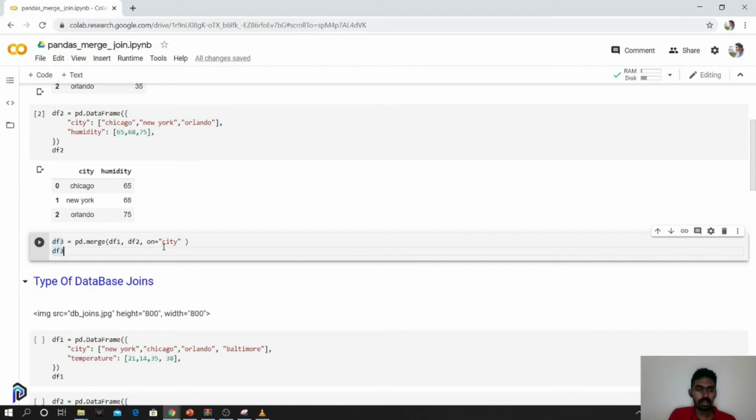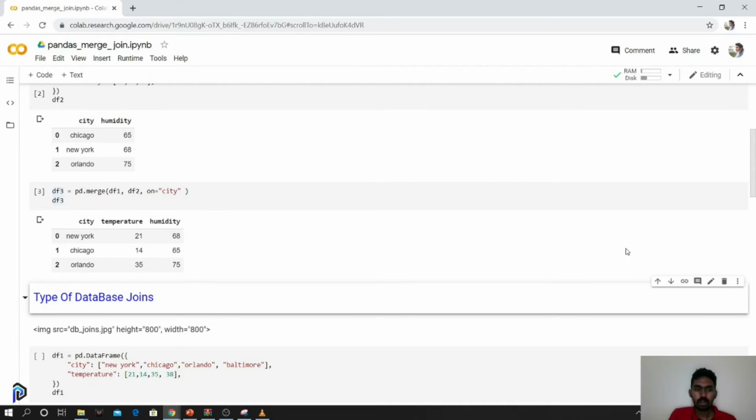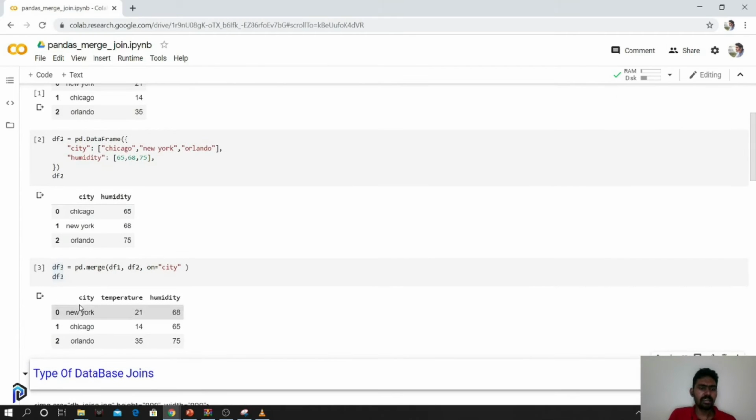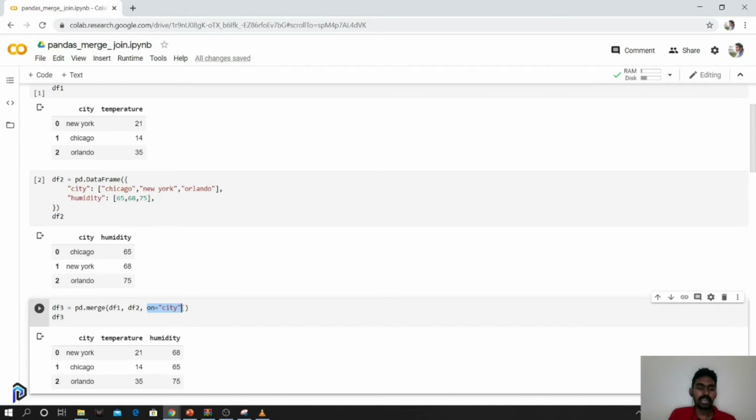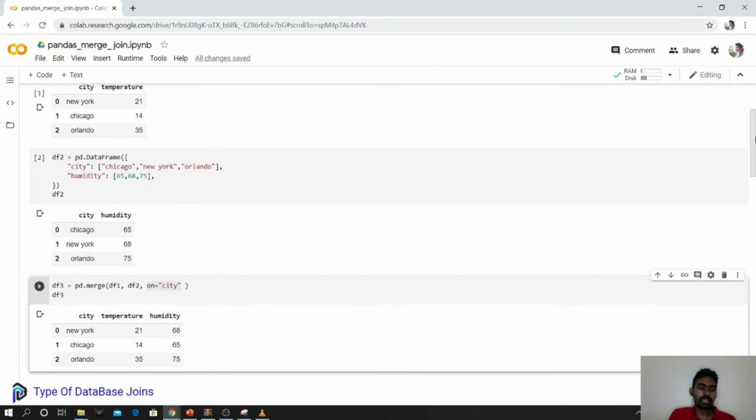So let's merge and see how the output is. We have city, New York, Chicago and Orlando. You can see that the order over here is New York, Chicago and Orlando, while here the order is Chicago, New York. But when we get the answer, it is correctly mapped as New York 21 68, with the 68 over here. This is because we are not using the actual index. We are merging on city. City is like the primary key using which we are joining both the tables. You can consider it like that.